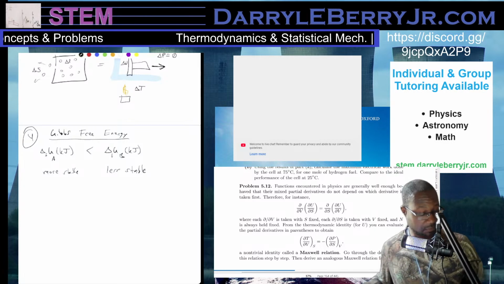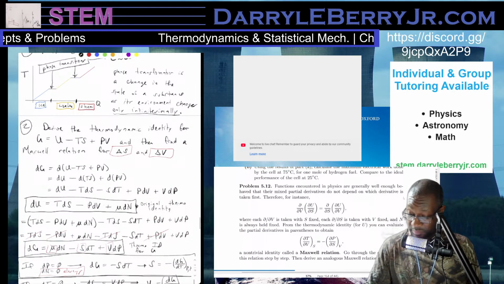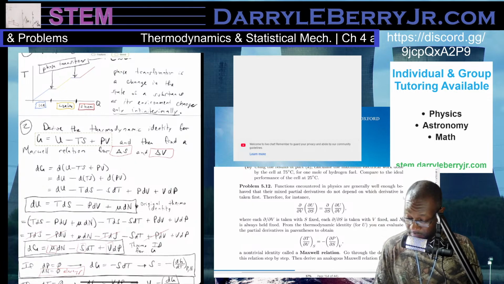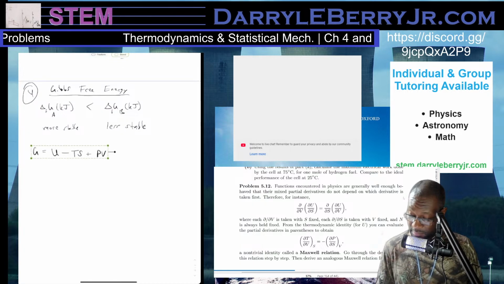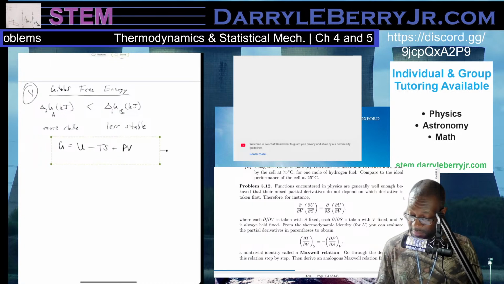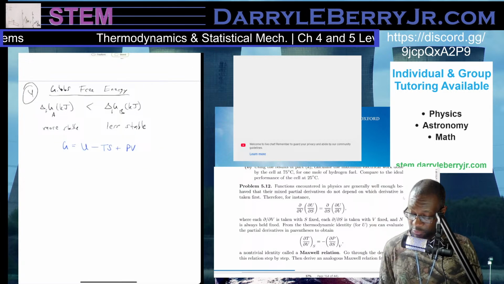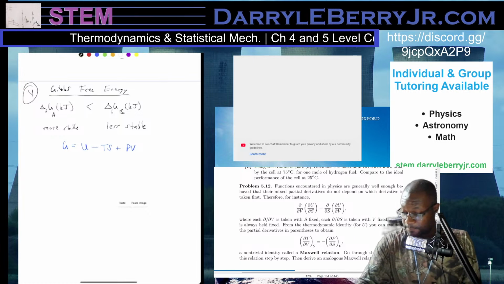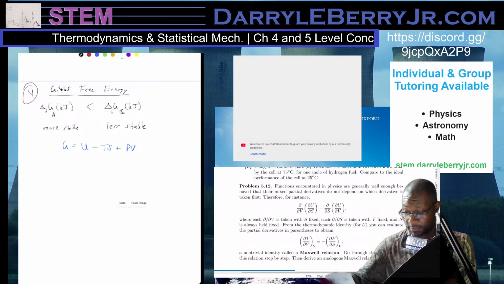And technically we got an idea of what Gibbs is from here. The value is going to be the internal energy of the system, minus the temperature times its entropy, plus its pressure times its volume, which is basically work. And looking at the formula sheet, I may be able to equate these to some things.